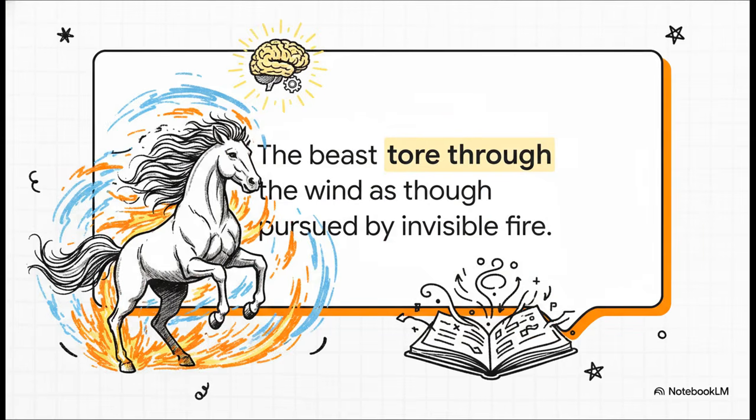For example, consider this phrase, "The beast tore through the wind as though pursued by invisible fire." Instead of just using a generic phrase like "the horse ran fast," Shklovsky shows how a vivid, highly unusual description like this forces you to stop in your tracks. You have to actively process the beast, the invisible fire, the tearing through the wind. You aren't just absorbing information anymore, you're actively experiencing the craftsmanship of the image itself.